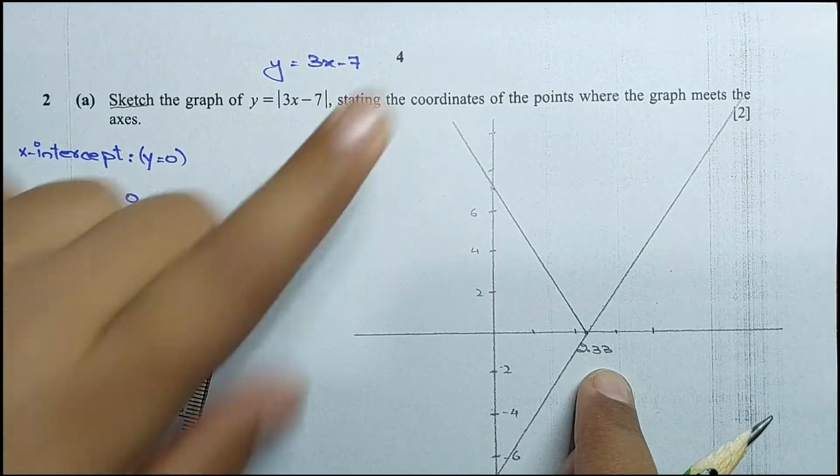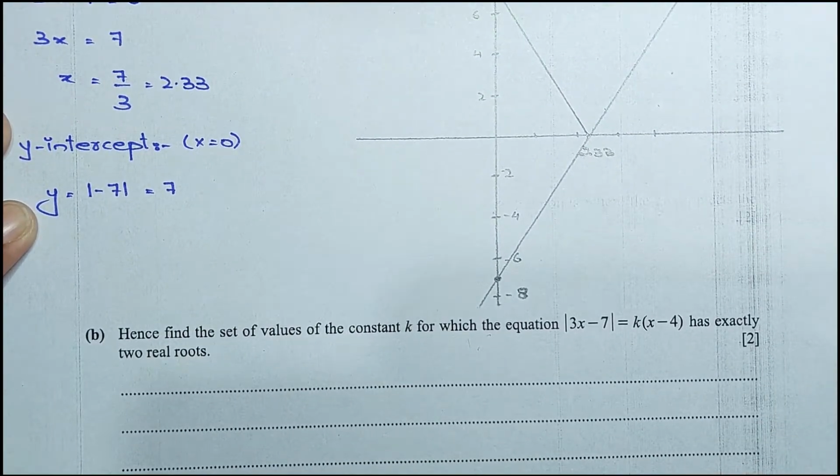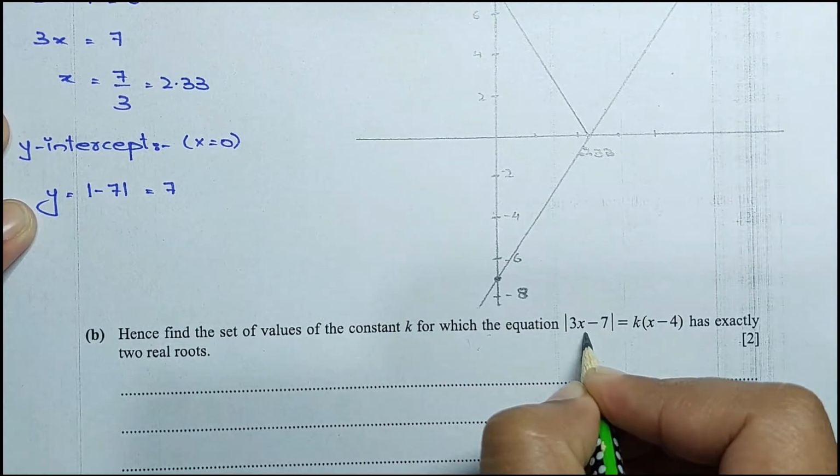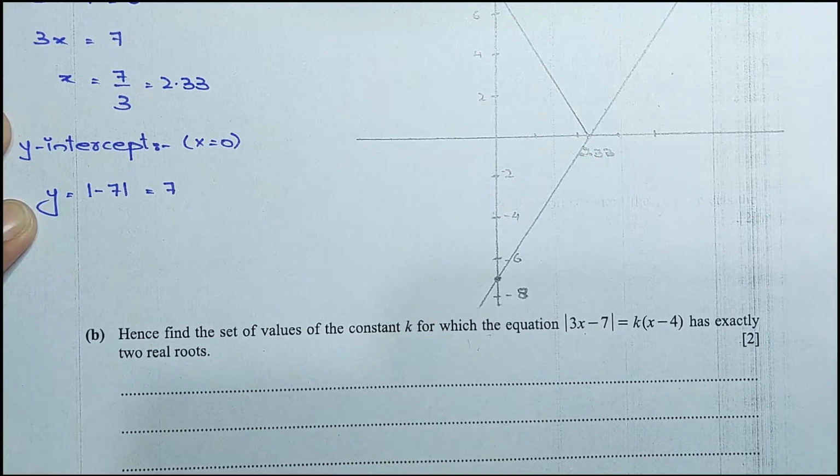It lies above the x-axis. Now for part B: hence find the set of values of the constant k for which the equation y equals k x minus 4 has exactly 2 real roots.